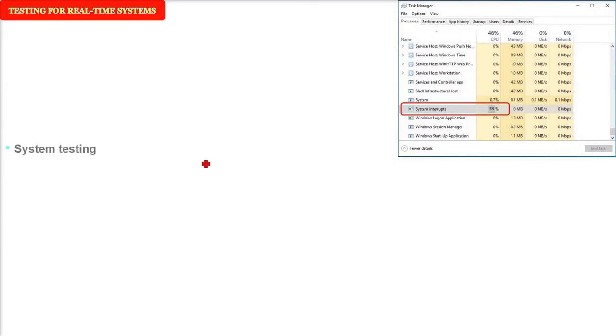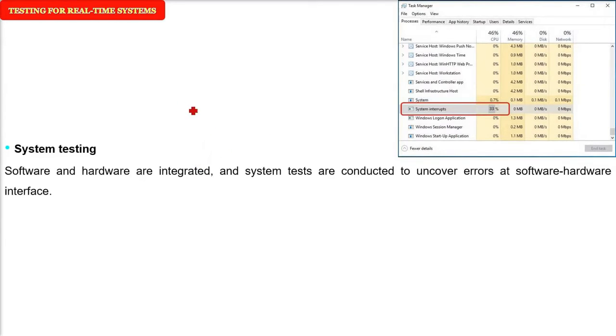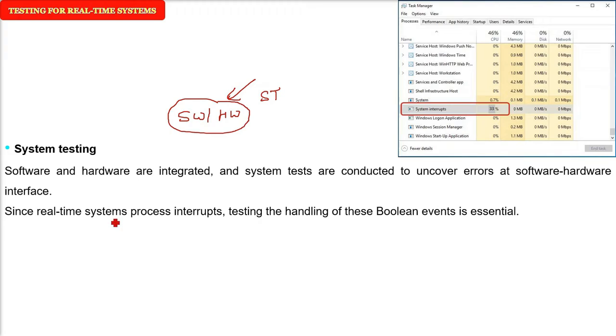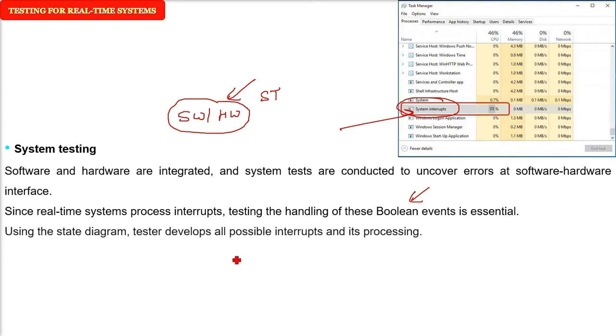The fourth is the system testing. The software and hardware are integrated and then the system tests are conducted because we need to know the interfacing errors. What are the interface errors? Since the real-time systems are processing the interrupts, testing the handling of these Boolean events, 0, 1, yes, no, is quite essential. Because system testing is an integral part.